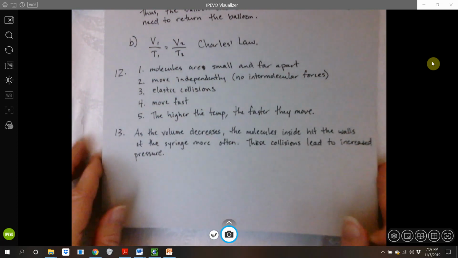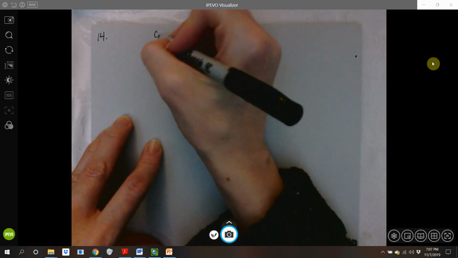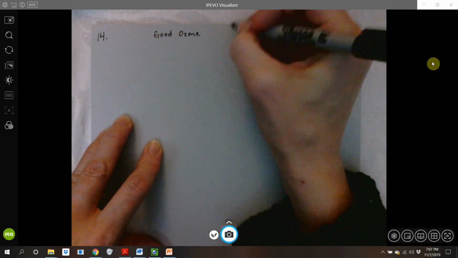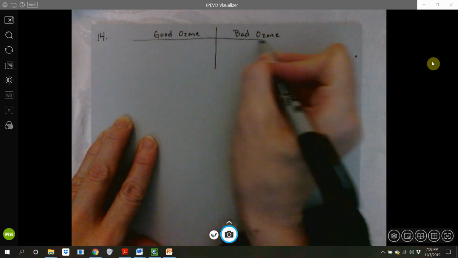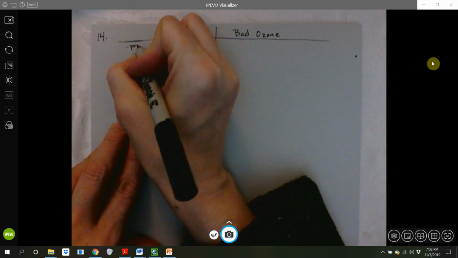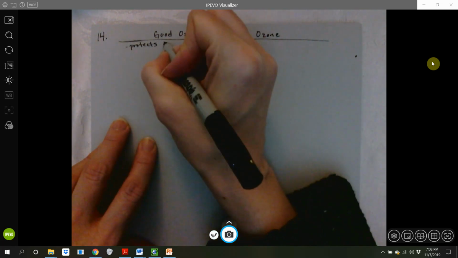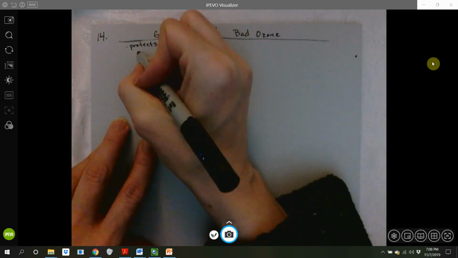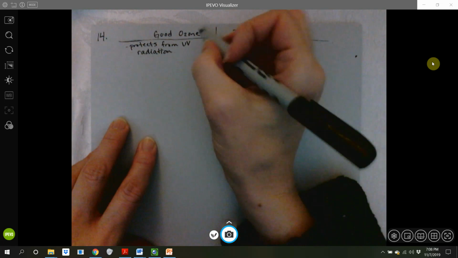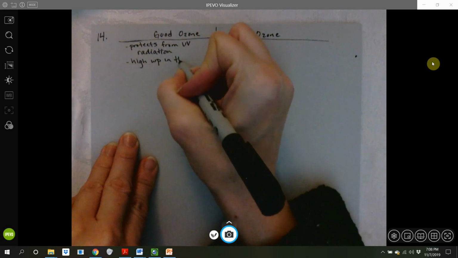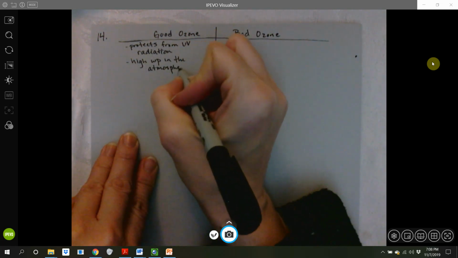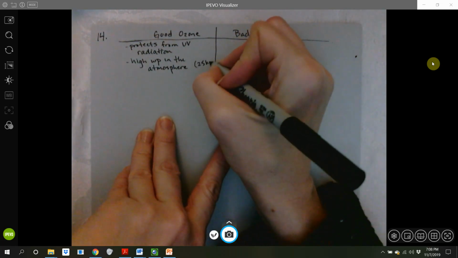Okay, let's look at number 14. Distinguish between good and bad ozone. Good ozone protects from UV radiation. Good ozone is high up in the atmosphere. We're talking like 25 kilometers up.